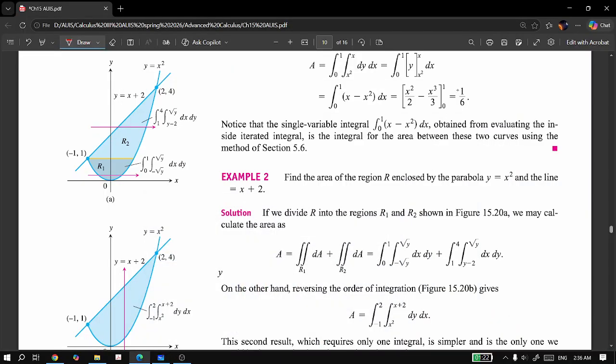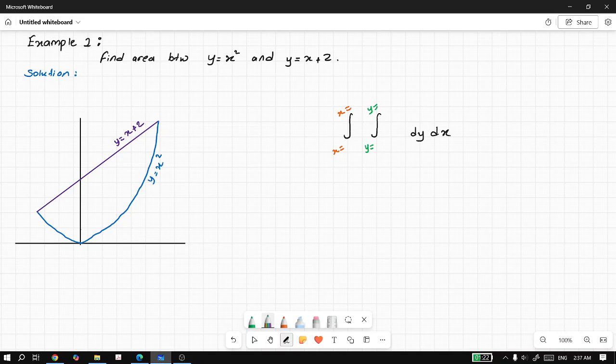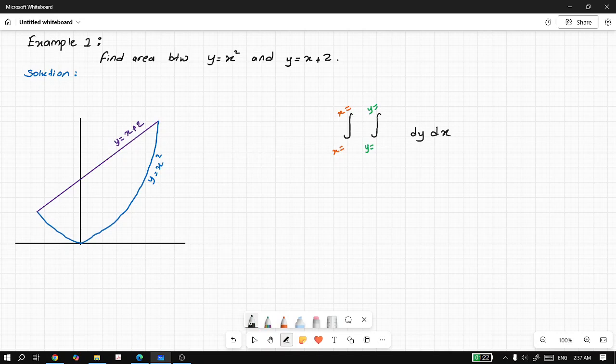Example 2 states that we have to find the area of the region that's enclosed by the parabola y equal to x squared and the line y equal to x plus 2. Let's see how we can use double integration for finding this area between those two curves. Again, here we have got the example y equal to x squared and y equal to x plus 2. Let's draw it here to see how the steps are done, and then we are doing the other steps on the sketching that I've already done.